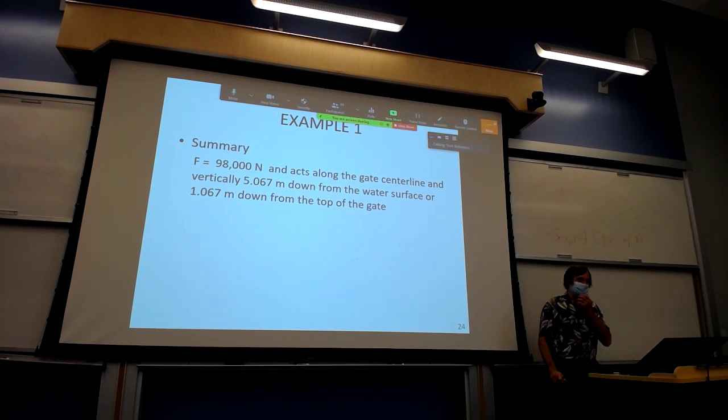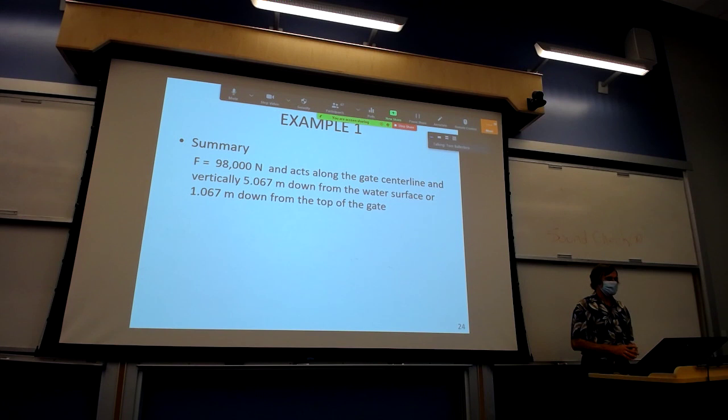So, summary. We calculated the resultant force. That's one thing we were asked to do. The next thing we were asked to do is to calculate where it acts. We know it acts 5.067 meters down from the water surface, or 1.067 meters down from the top of the gate, because the top of the gate is 4 meters below the surface.